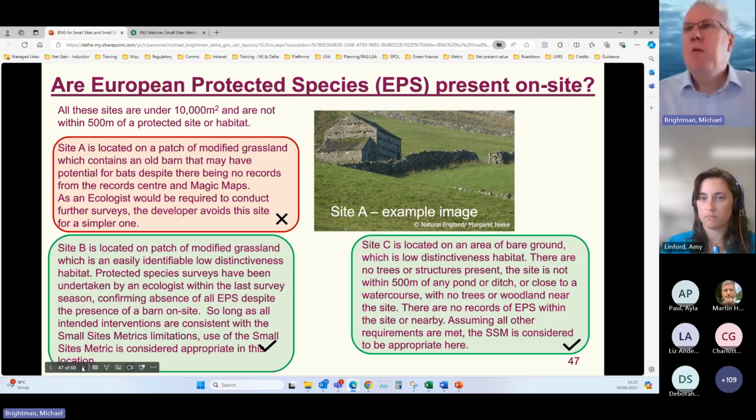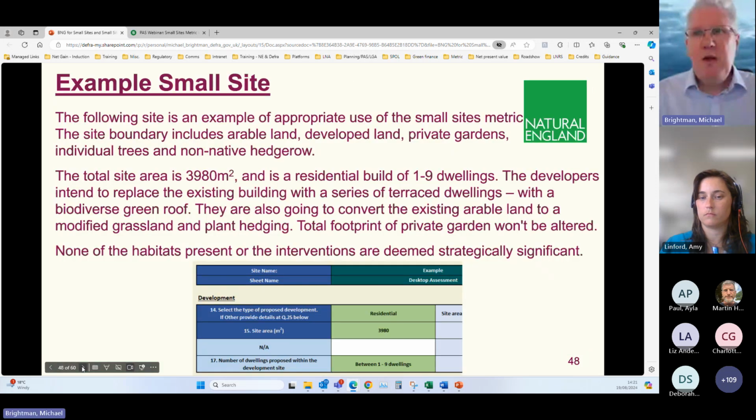Site C is an area of bare ground, again, low distinctiveness habitat. Within that bare ground, there are no trees or structures present, and it's not within 500 metres of any pond or ditch or close to a watercourse. There are no trees and no woodland near the site. Therefore, if there's no record of European protected species, and nothing that would suggest that they would be present, again, small sites metric could be considered. So let's now take a look at an example small site.